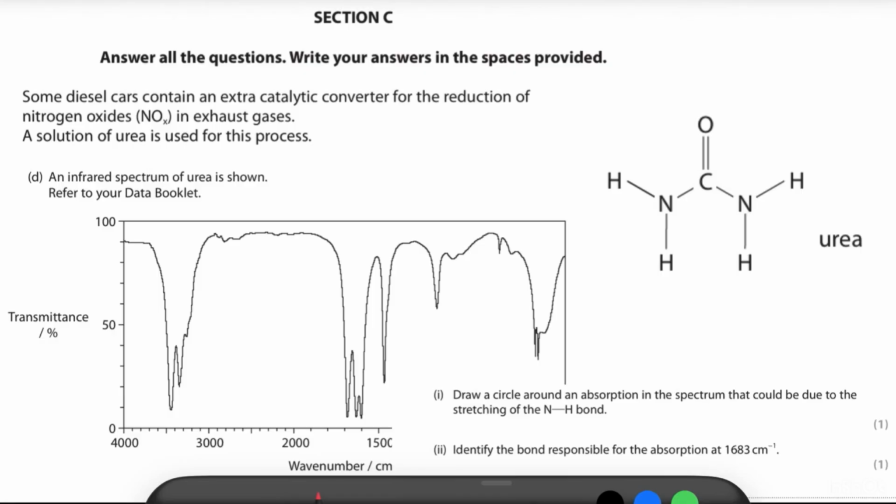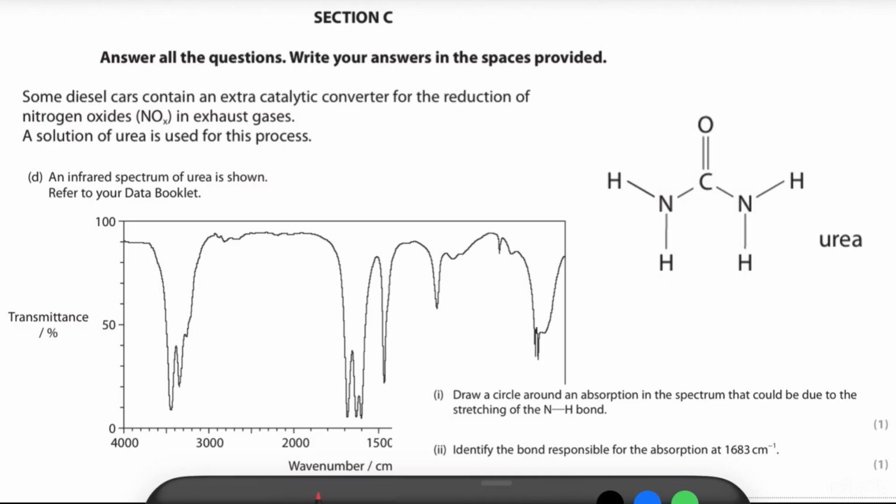Before we start this question in section C, pause the video and read the question carefully. The question says, some diesel cars contain an extra catalytic converter for reduction of nitrogen oxide NOx in exhaust gases. A solution of urea is used for this process. An infrared spectrum of urea is shown. Refer to your data booklet.